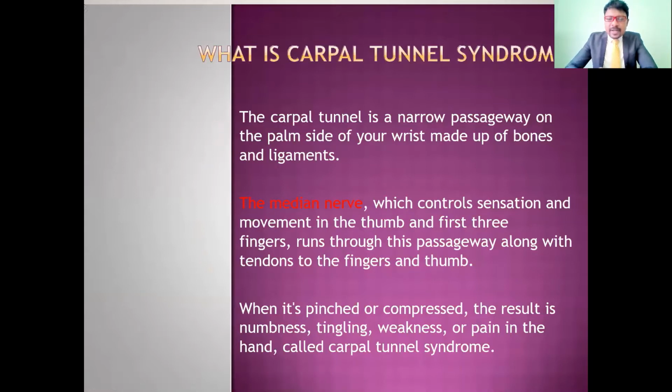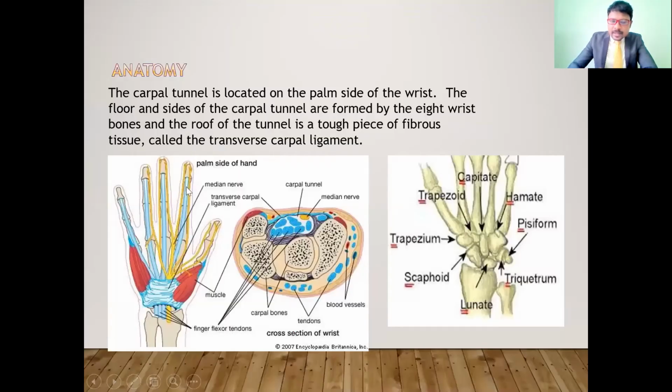So the carpal tunnel is a narrow passage on the palm side of the wrist, made with bones and ligaments. If you see the cross section of the wrist, here are all the compartments, all the carpal bones, and the median nerve. So this is going to be the carpal tunnel.